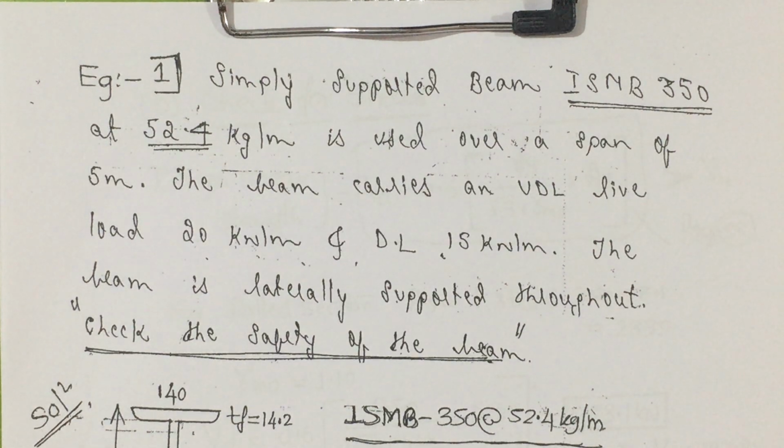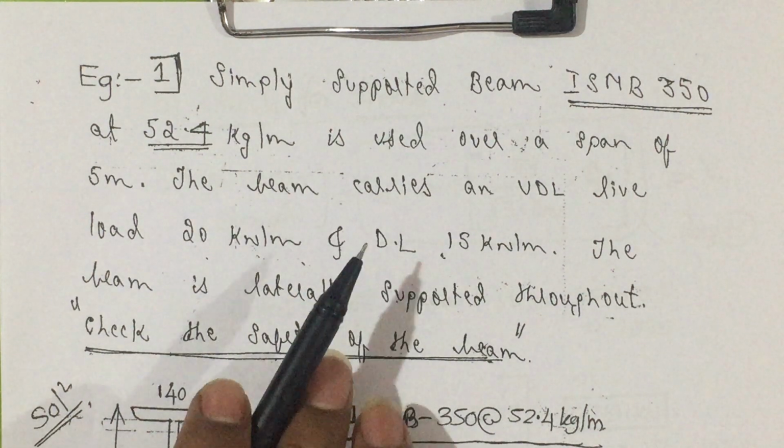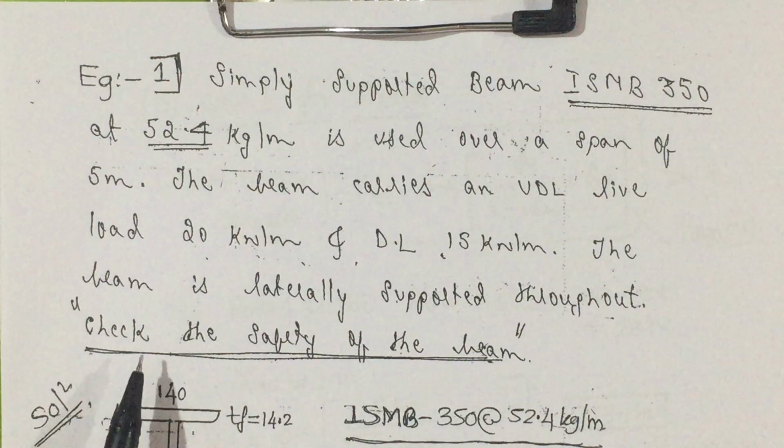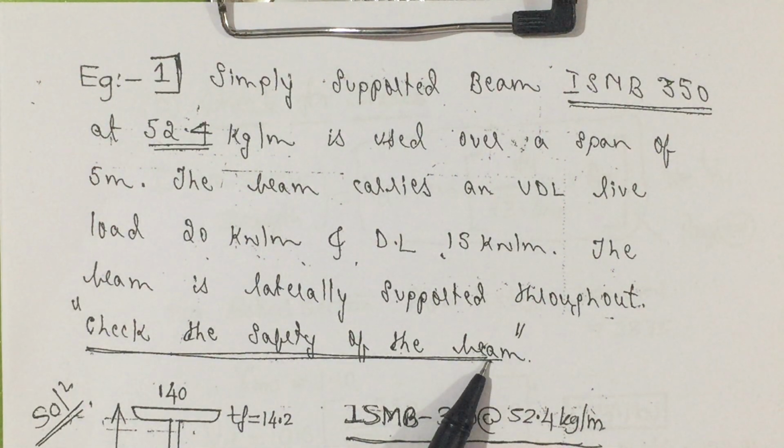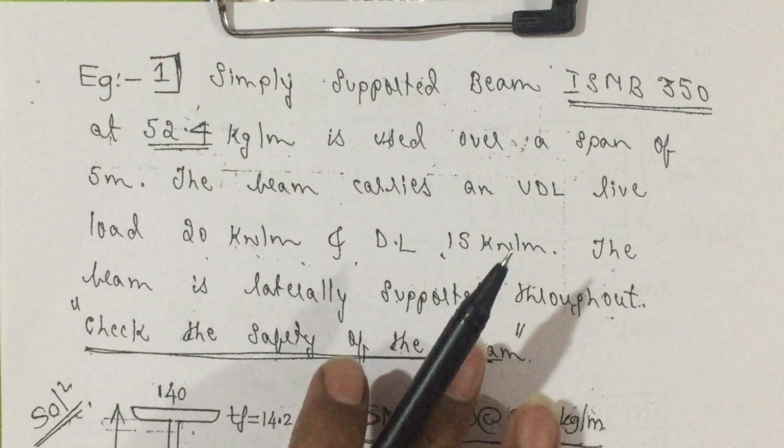Hi, welcome back to the section. This is type 1 problems. We are going to check the safety of the beam section, check for the given section. So, this is type 1.